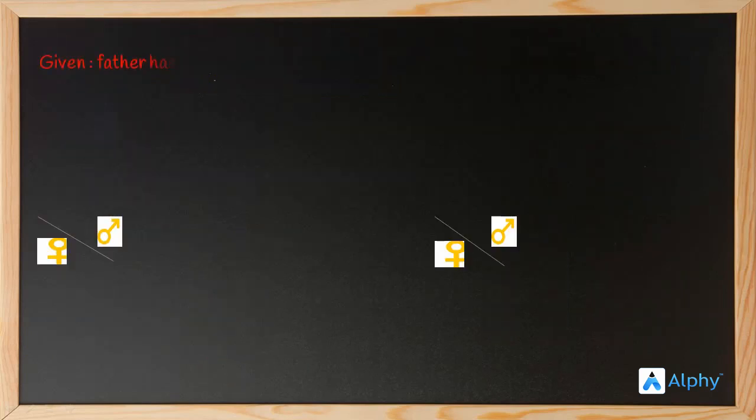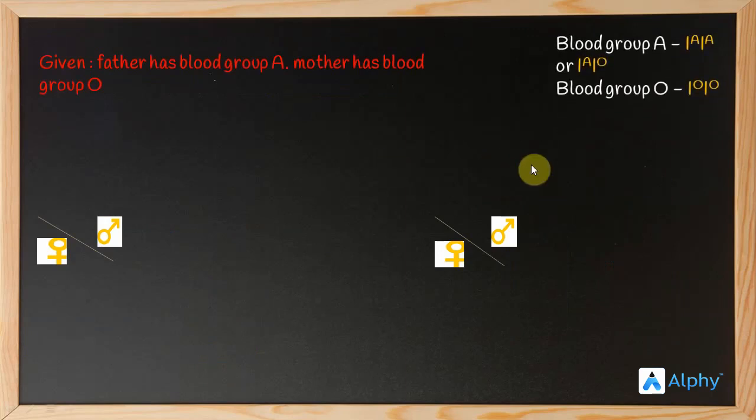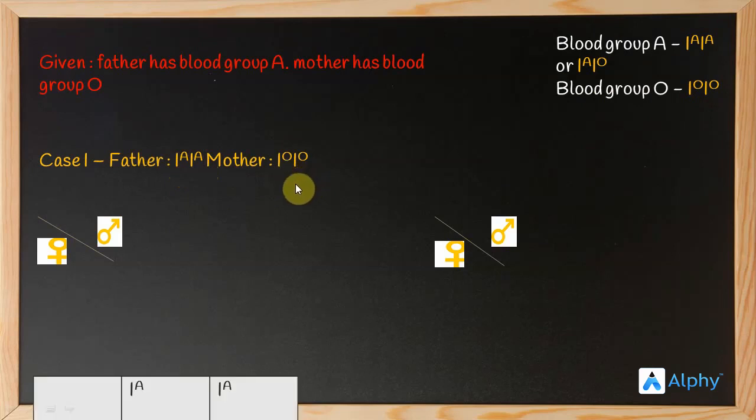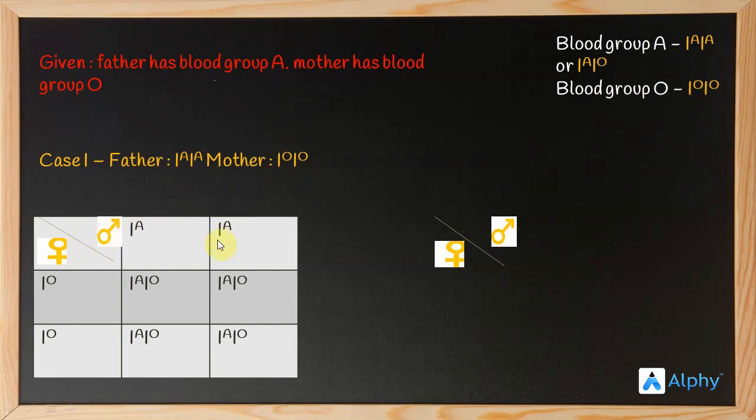Now moving further, in the question we are given that the father has blood group A and the mother has blood group O. We already know that blood group A can only be formed in either of these conditions, IA-IA or IA-IO, and blood group O can be formed in this condition, IO-IO. Now we are taking case 1, where the father is homozygous, which means he will have the composition IA-IA. Mother, it is already given, IO-IO. Now if we look at the cross, this line represents the male part and this one shows the female part. We have already segregated the alleles in the gametes.